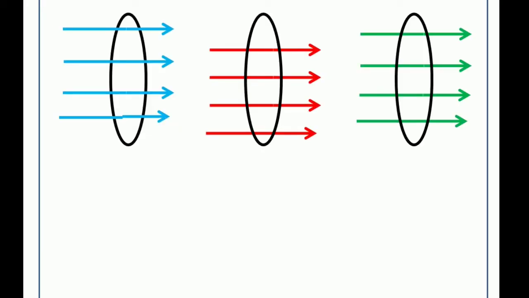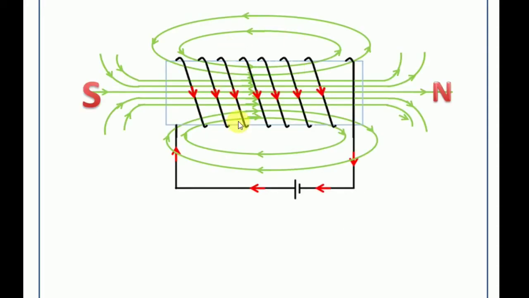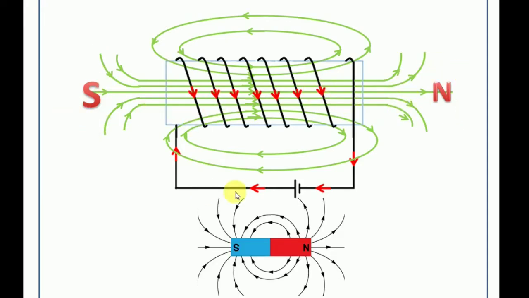When you add many turns, the magnetic field due to each turn gets added up, as you can see here. So we get a strong magnetic field when you add many turns together. A solenoid can be considered as a collection of many circular coils. The magnetic field due to each turn gets added up and we get a strong magnetic field, and all the magnetic field lines will enter from one side and come out from another side, making one side a north pole and another side a south pole.